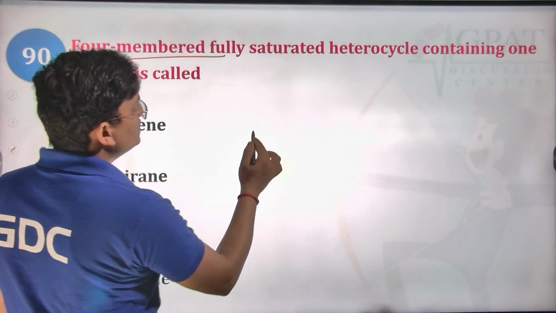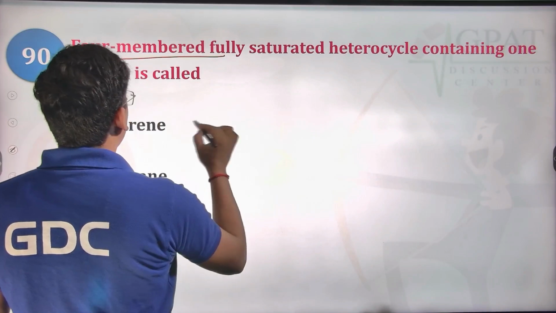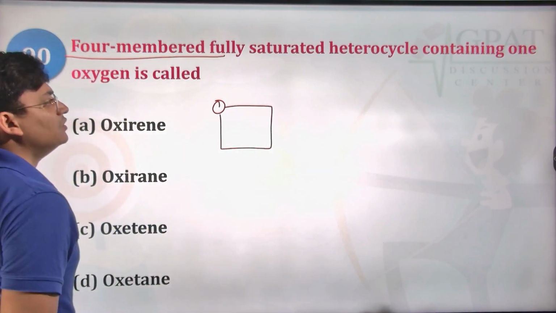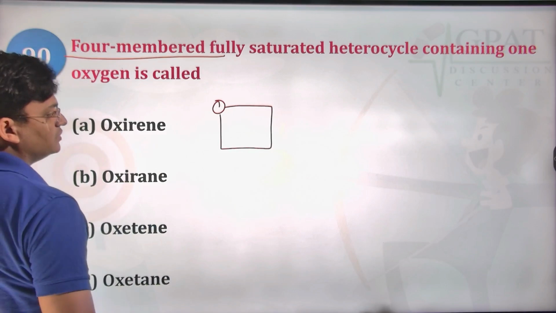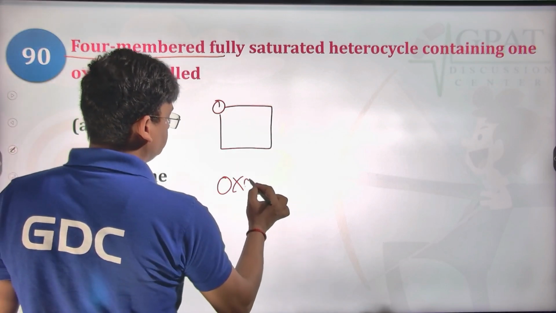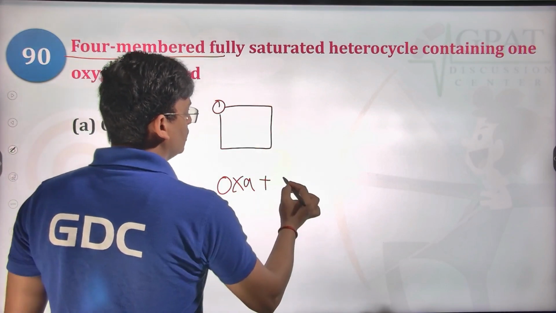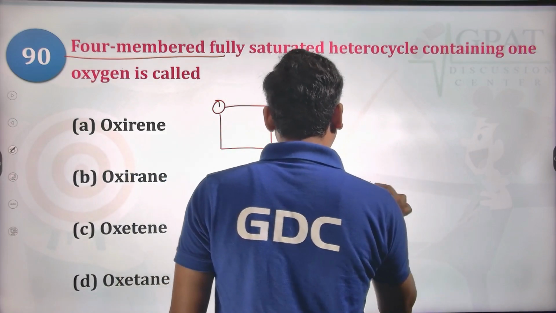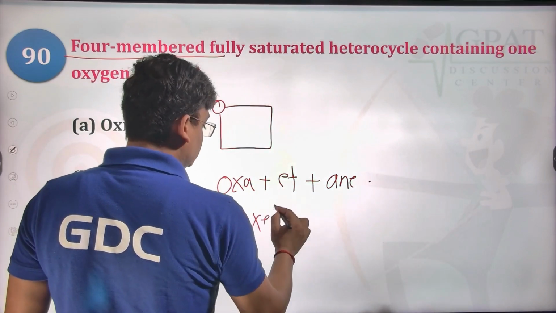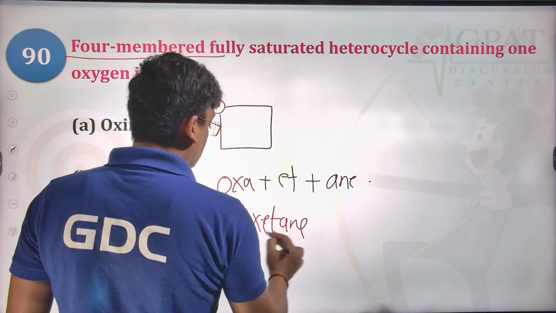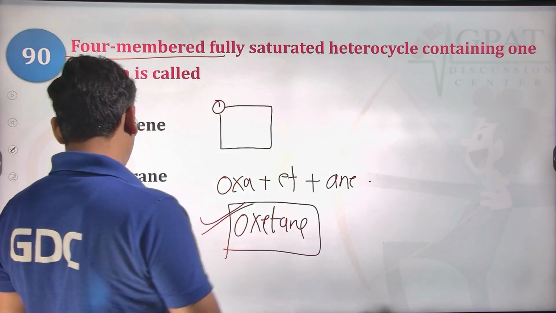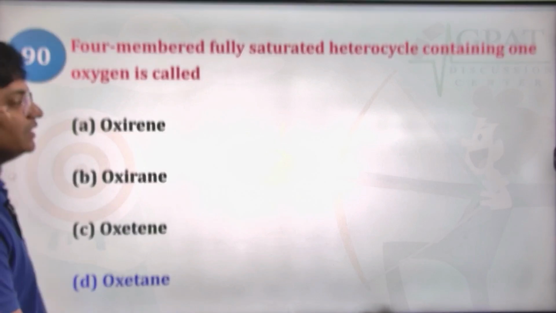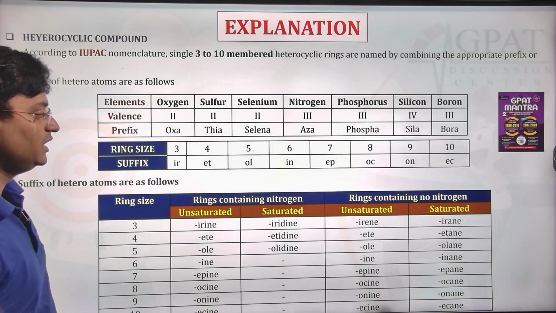Four-membered fully saturated heterocyclic ring containing one oxygen. What is the name of this ring? We have oxygen, so oxa. It's a four-member ring, so for four-member we use et, and since it's a saturated one, we get ane. So this is oxetane. So where is oxetane? Yes, D is the right answer. D will be the right answer here.